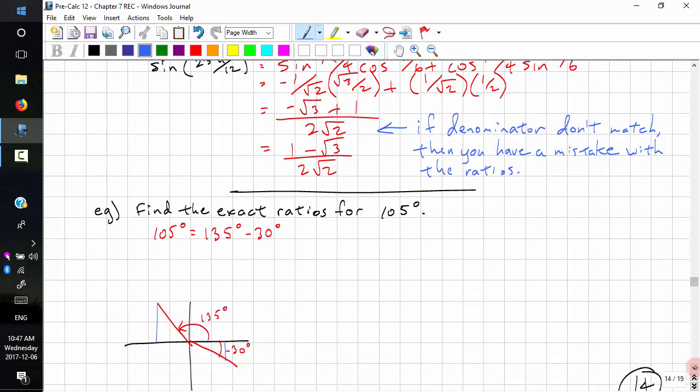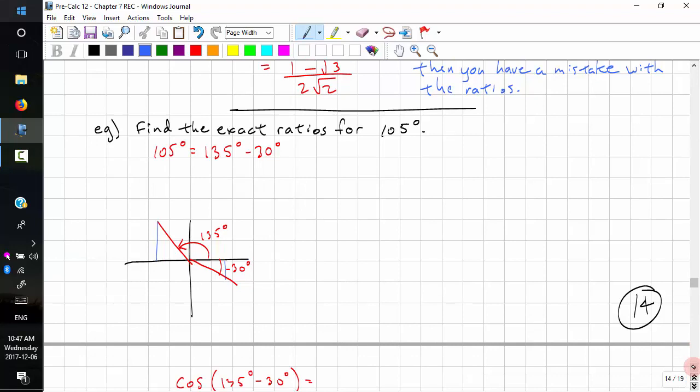Okay, let's look at a problem using degrees. Find the exact ratios for 105 degrees. So 105 is 135 minus 30. So let's do the first one, sine 135 minus 30 equals sine 135, cos negative 30 plus cos 135 degrees times sine negative 30 degrees.